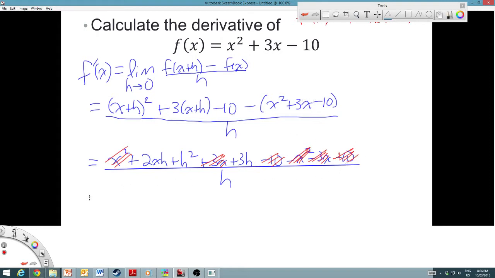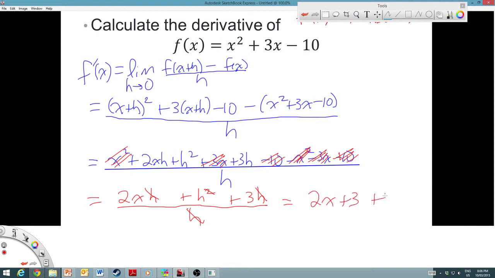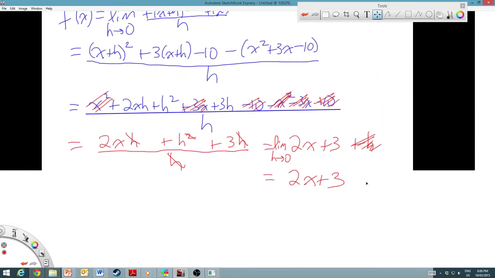Alright, so then we're left with 2xh plus h squared plus 3h all divided by h. A bunch of h's will cancel out. That drops in power, so we're really left with the following: 2x plus 3 plus h. And I should say again, we're calculating the limit as h goes to 0. When we calculate that limit, as h goes to 0, this drops out, so the limit is 2x plus 3.